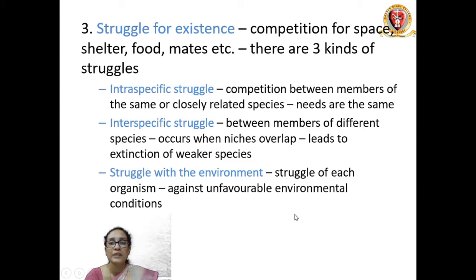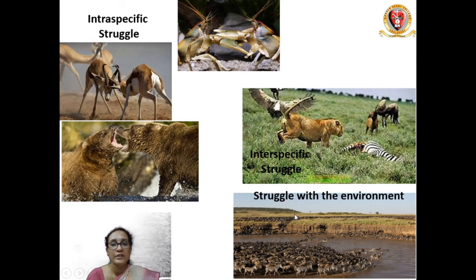Let me give you some examples of intraspecific struggle. You can see these fighting going on between the deer, the bear, and between prawns. And here you can see interspecific struggle. A lioness has felled a zebra, and you can see there are hyenas and vultures trying to get at the zebra as well. So this is where different species of animals struggle under interspecific struggle.